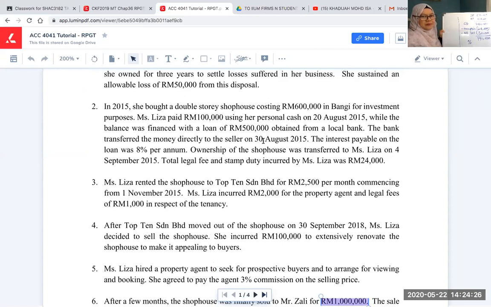2015. What's the law? What's the rules? Whichever is earlier. Sama ada full payment atau transfer of ownership, whichever is earlier, then you take 30 August lah. 30th August 2015. So 30th August 2015, full 1 year bila? Kalau you start 30th August, 1 full year is 29th August 2016.